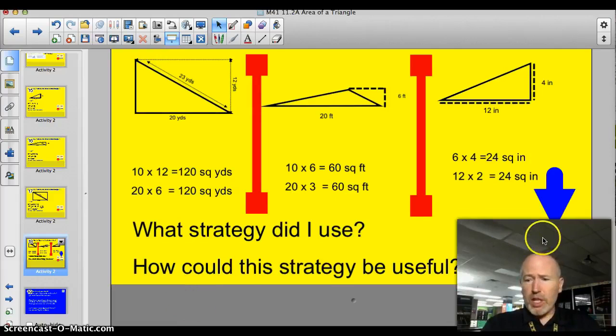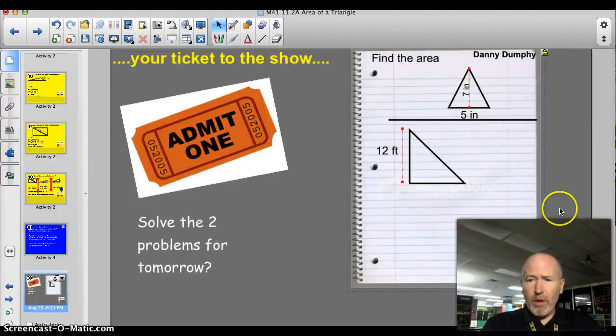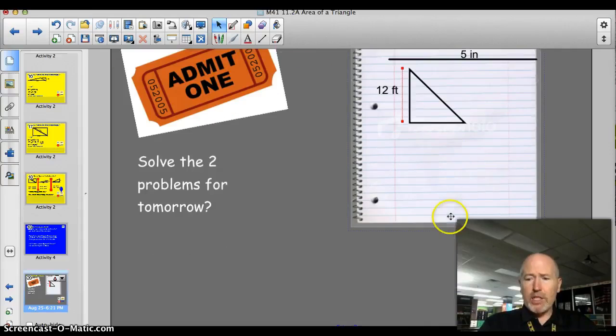All right, let's go to the ticket to the show. Find the area of these two triangles, and I know you're going to say, Mr. Dudley, you didn't give me all the information I needed to figure this one out. Yeah, I did. So you're going to have to think about that one and think about what kind of a triangle it is. Okay? Go ahead and solve those two for tomorrow.